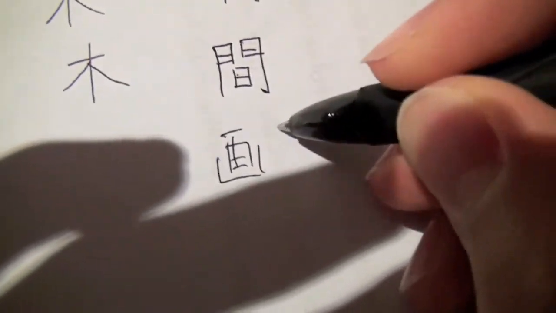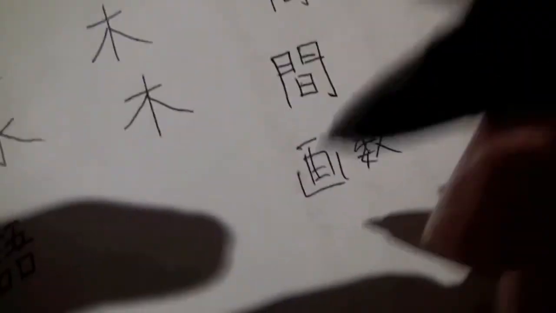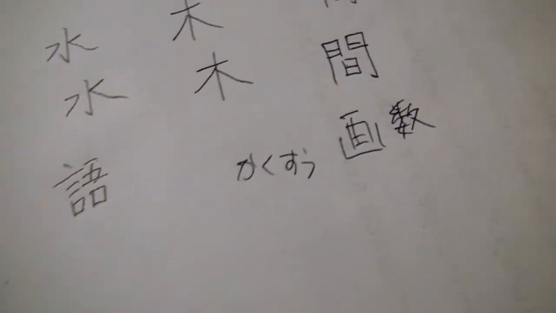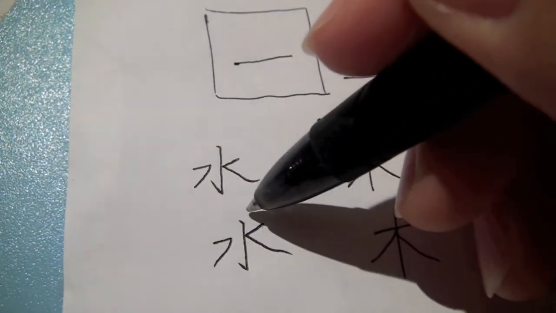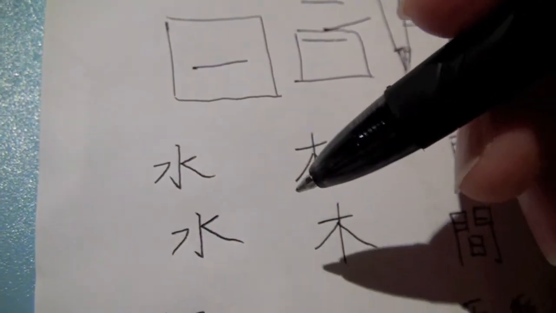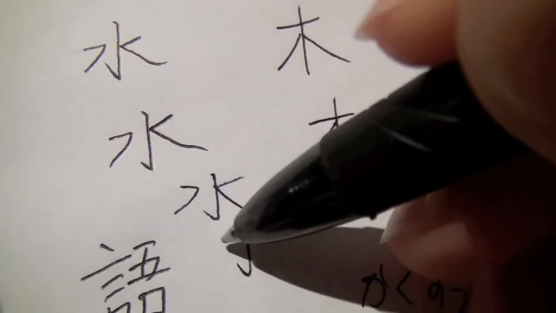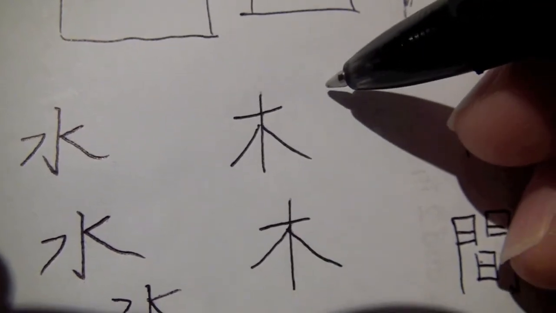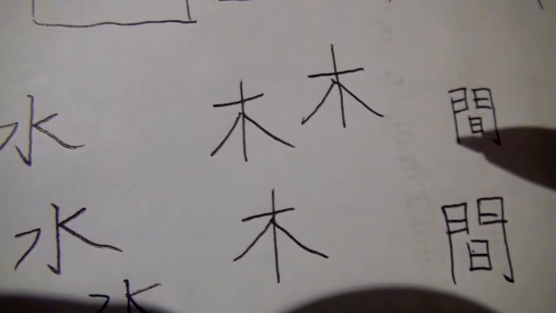In kanji we write, it's messy, but kakusu is the number of lines that make a kanji. For example, this mizu, the kakusu of this kanji is 3. 1, 2, 3. This is not 4. 1, 2, 3. Not 4 like 1, 2, 3, 4. This is also 4. 1, 2, 3, 4. This is clear, I think.